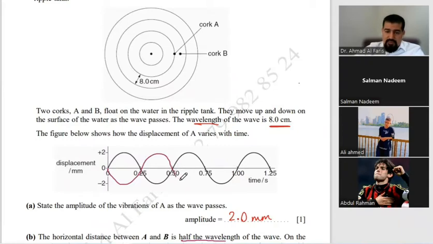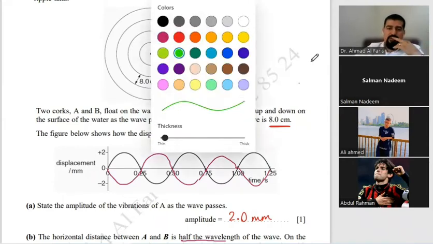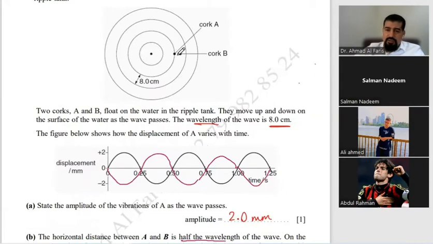Now, what do we know here? We have information that sometimes students neglect. You will not lose a mark if you don't draw it or mention it. This information is that water waves lose energy with distance. For example, if there is another cork, this is cork A and this is B, and there are more waves here. If there is a cork at position C, which is very far from the source, and they ask to draw it, C will be similar to A because it's on a crest.